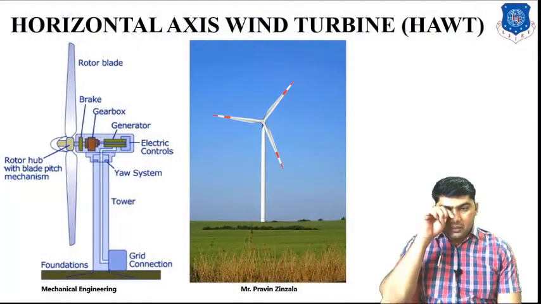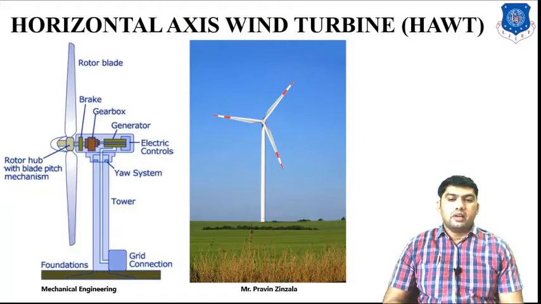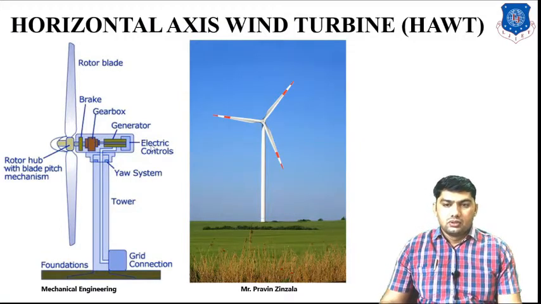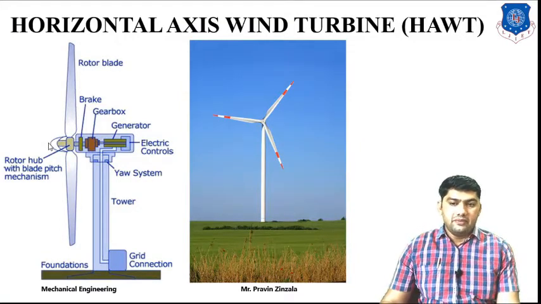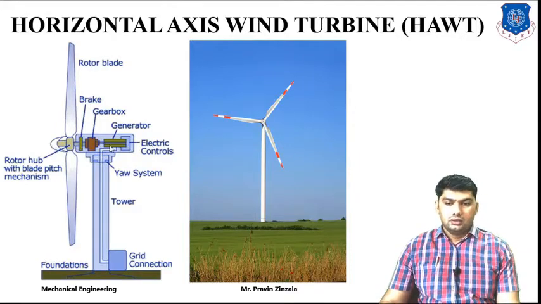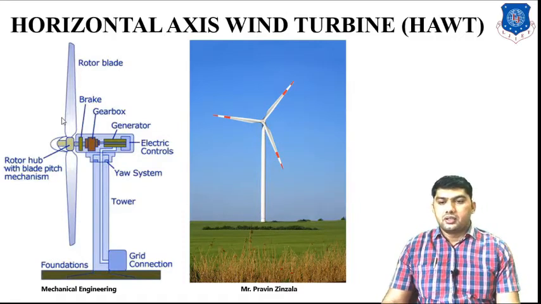First of all, we discuss the horizontal axis wind turbine, meaning the axis of the wind turbine will be horizontal. In the introduction section of wind turbines, we also discuss the different components of a wind turbine. This is the horizontal axis wind turbine, and this is the practical availability, or installation, of wind turbines in different regions. The axis of the turbine is horizontal.